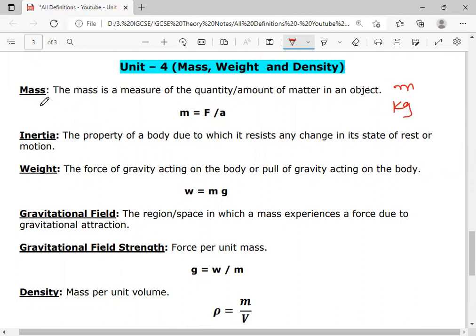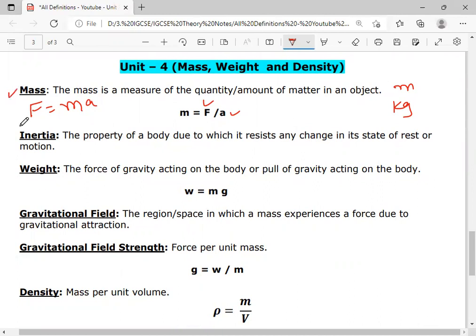We have already studied the equation of Newton's second law of motion, that is F equals ma, and from here we can write the formula of mass, that is m is equal to F over a. So if force is given and acceleration is given, then we can calculate mass. And the mass remains the same everywhere. It does not change by changing the location.